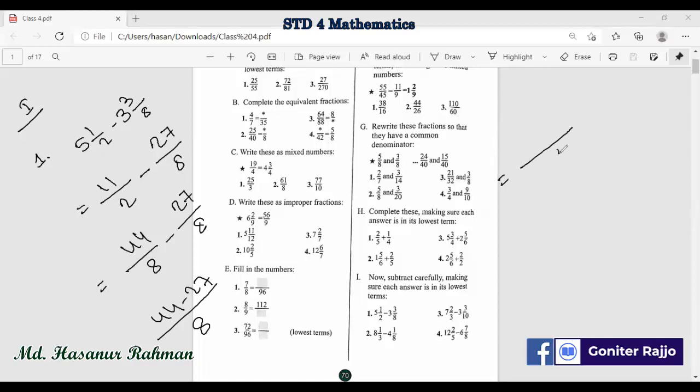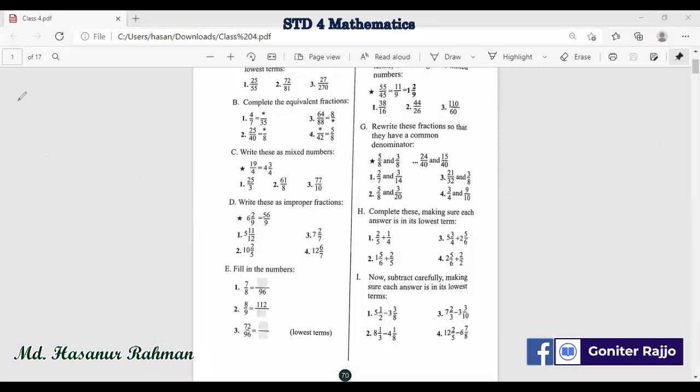So what will be the numerator? Numerator should be 17. If you subtract 44 minus 27, you will get 17. Then we have to convert this improper fraction into mixed, and then we will get 2 whole 1 by 8. If we divide 17 by 8, then 8 times 2 is 16, and that is 1 remainder. So 2 whole 1 by 8 will be the answer of this one.